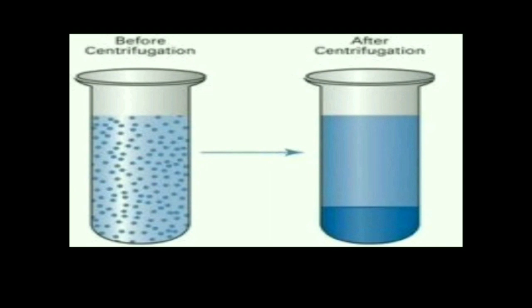This diagram shows the difference before and after centrifugation. Before centrifugation, the particles were mixed, and after centrifugation, they are separated into two layers. This separation of substances is called centrifugation.